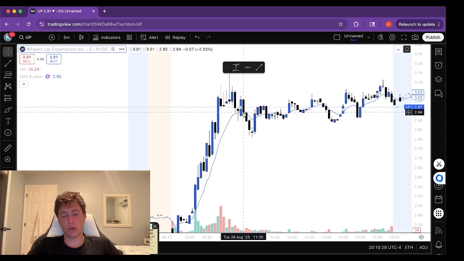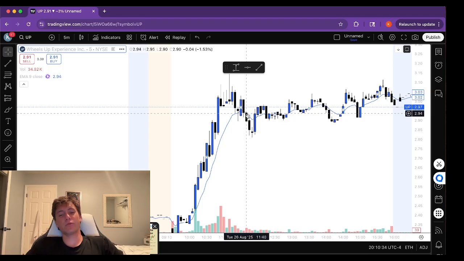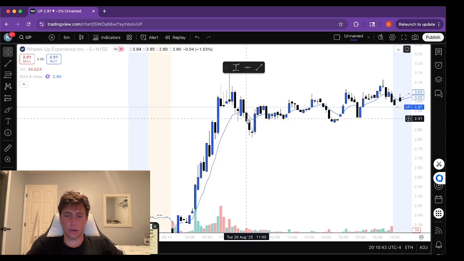But here's my rule of thumb. I look for it to close below the 9 EMA, and then if the next candle is not instantly green, I'm out. So if it goes down like 4 ticks or something, I'll probably be out right here, guys. So that's how I trade.